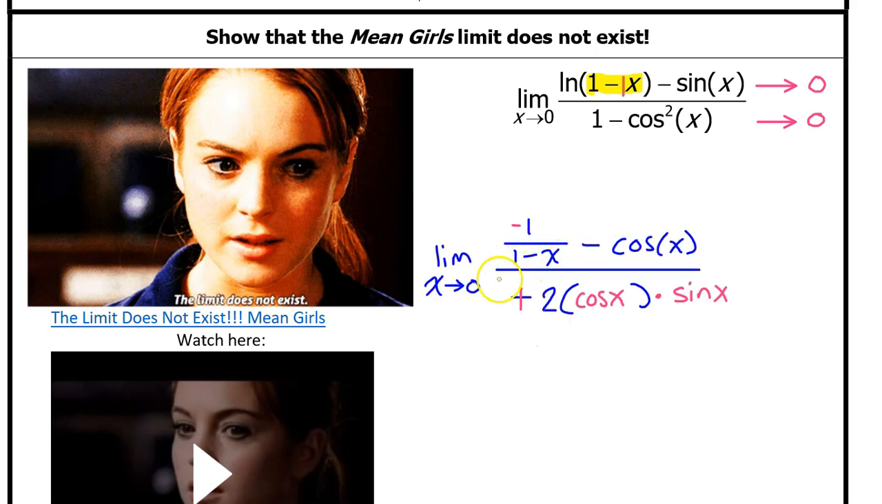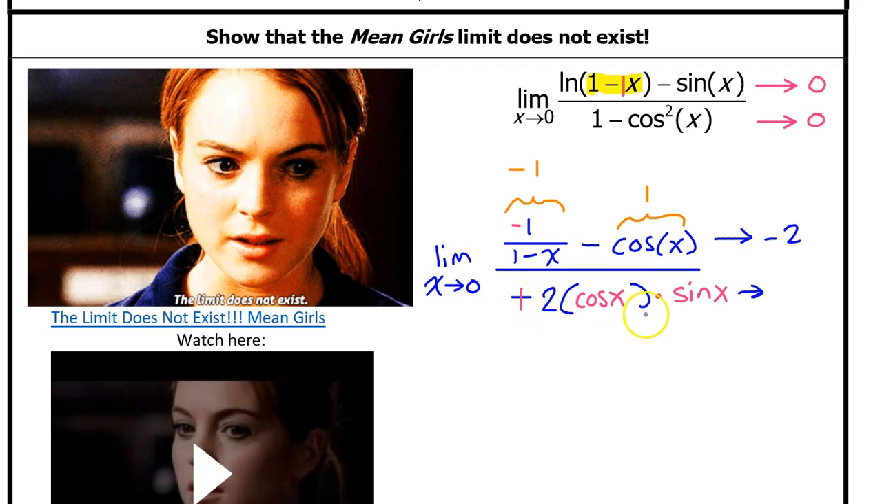Let's see what happens when we do direct substitution. Plugging in 0 for x right here makes this basically go away. So we have -1 over 1, which makes this term have a value of simply -1. Plugging in 0 right here, we have the cosine of 0, which is +1. So, in the numerator we have -1 minus 1. Therefore, the numerator is approaching -2.